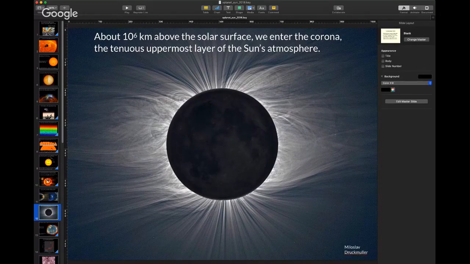So we're going to be about a million kilometers or so from the surface of the sun when we enter a new layer of the sun, which is called the corona. And this is the tenuous uppermost layer of the sun's atmosphere. You can see the corona during a total solar eclipse.